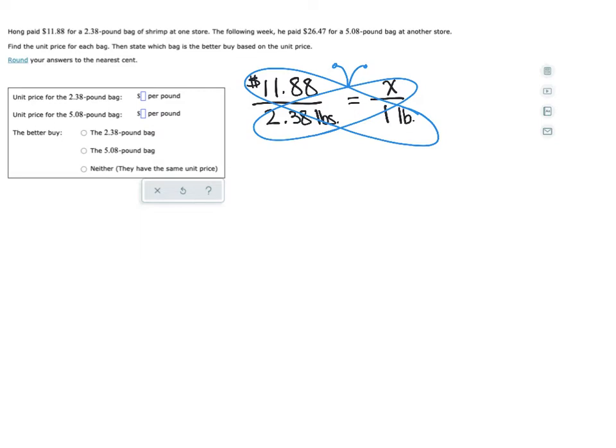1188 times 1 is 1188, and that's just found by 1188 times 1. And then x times 238 here is 238x. Solve for x, divide both sides by 238. I'll get my x by itself, so it's just 1x. Because I'm equal, I want to do this equally to both sides.